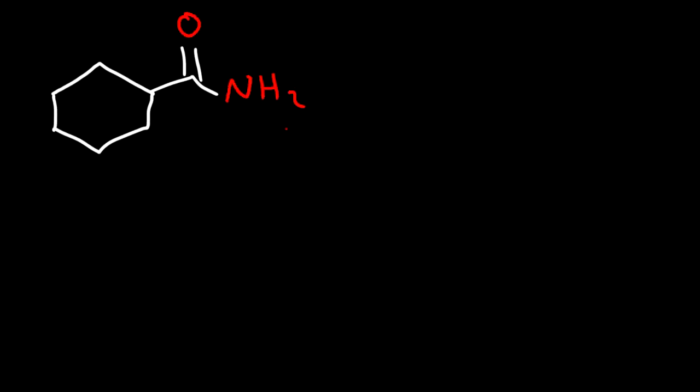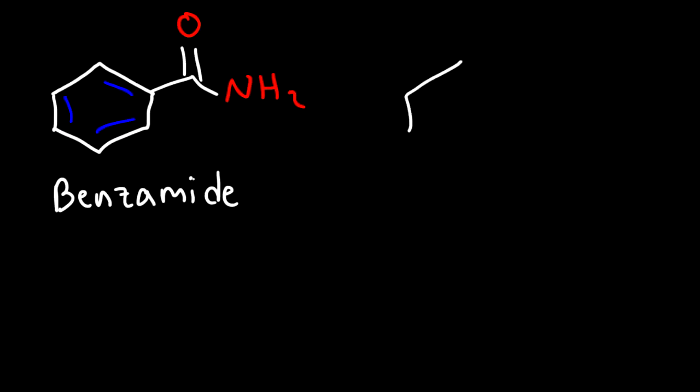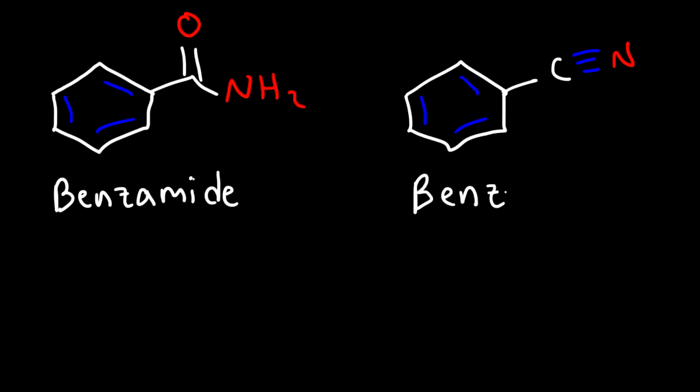Next up, we have a benzene ring with an amide functional group. So what's the name for this molecule? So benzene plus an amide, this is called benzamide. Now what if we have a benzene ring with a nitrile functional group? What's the name for this molecule? So this one is simply called benzonitrile.